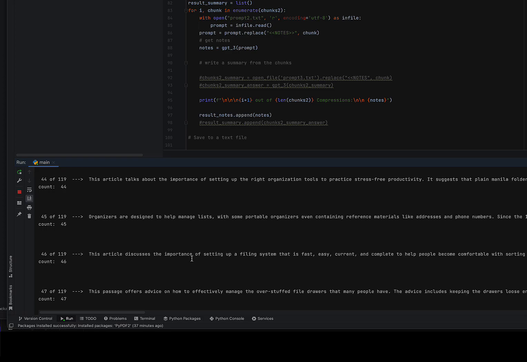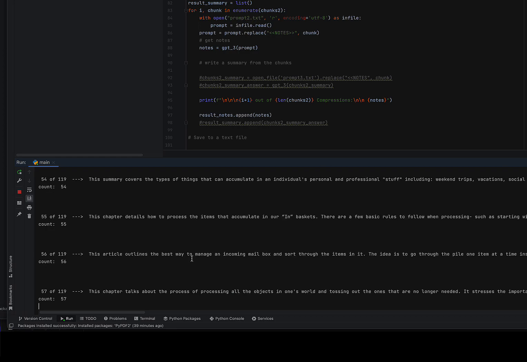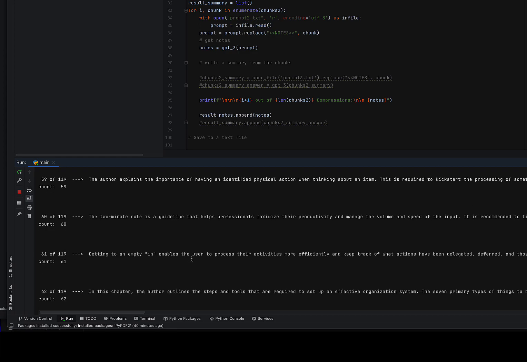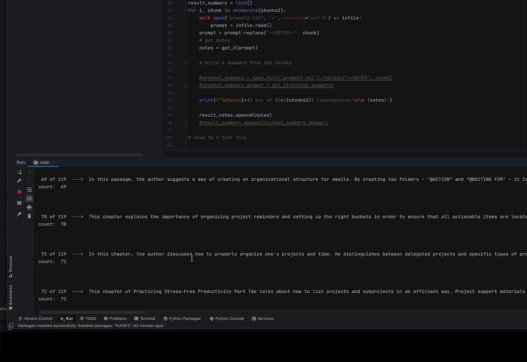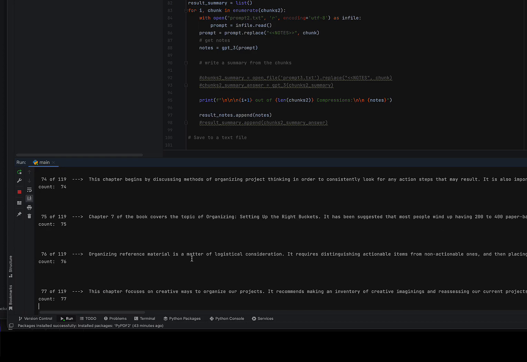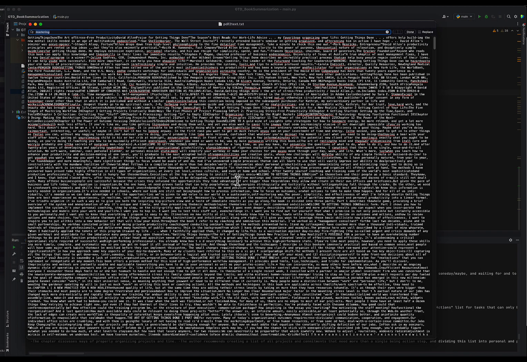One is the full summary of the book, and the second is a detailed list of notes exactly as I wanted it, a very comprehensive one, and it's actually much better than what I expected. Let's take a look at that together. So this is the full summary of the book.